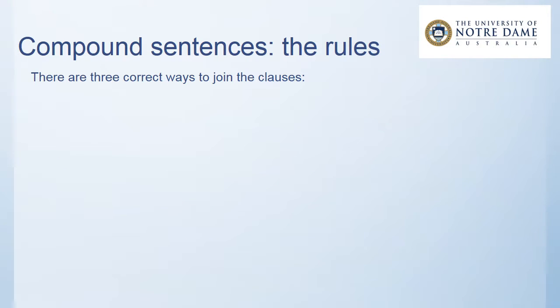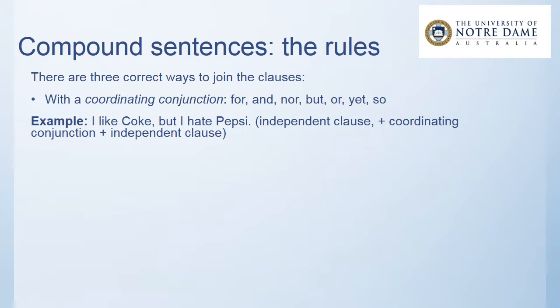There are 3 correct ways to join the clauses. You can use a coordinating conjunction. These are for, and, nor, but, or, yet, and so. For example, I like Coke, comma, but I hate Pepsi. Now we have an independent clause with the coordinating conjunction but and another independent clause. This is correct.